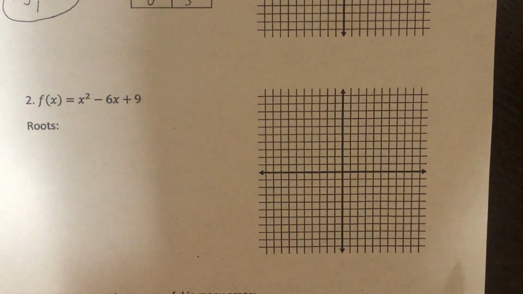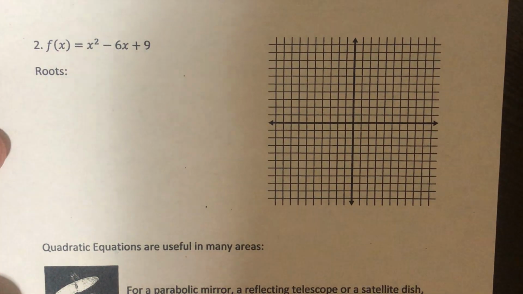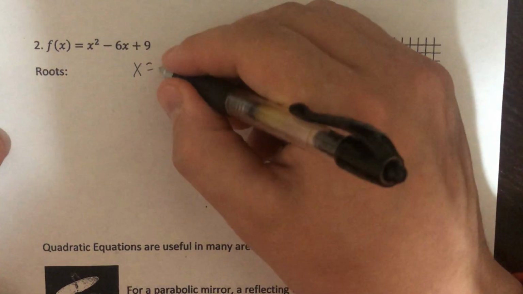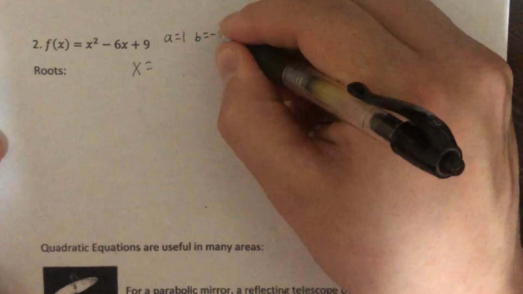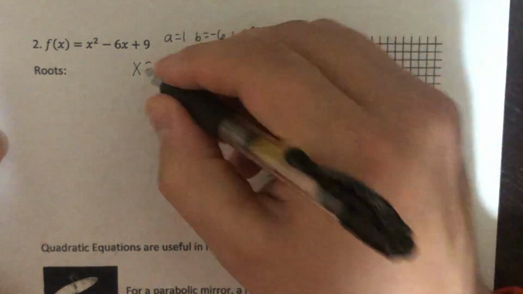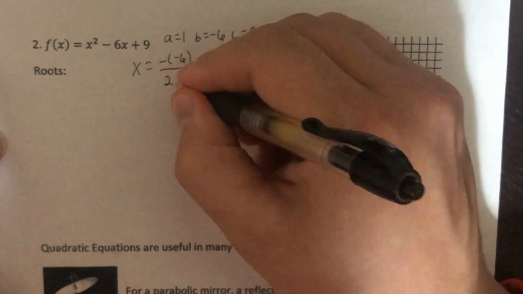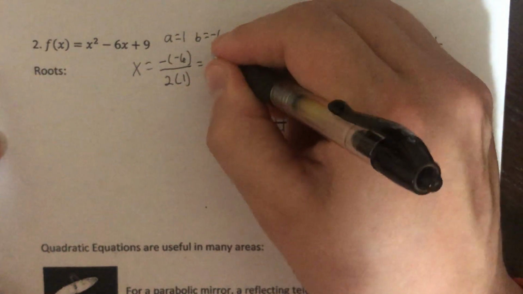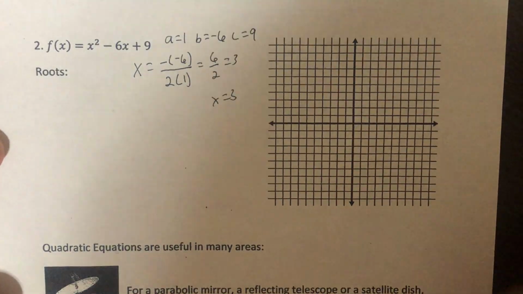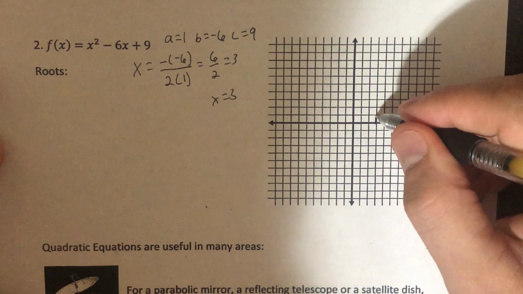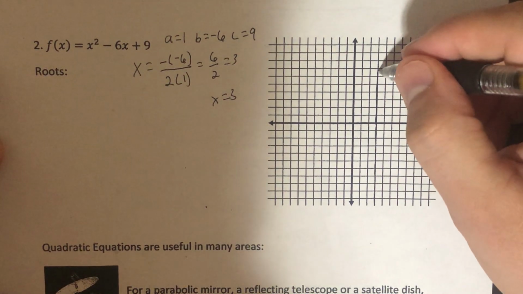Finding the solution. For us to solve, first step to the graph, find the axis of symmetry. X equals negative b. Oh, I didn't label a, b, and c. A is equal to 1. B is equal to negative 6. C is equal to 9. So negative b, we'd have a negative 6 over 2 times a, which is 1. 6 over 2 equals 3. So x equals 3 is our axis of symmetry. I'm going to draw that in right away. Vertical line for our axis of symmetry right there.